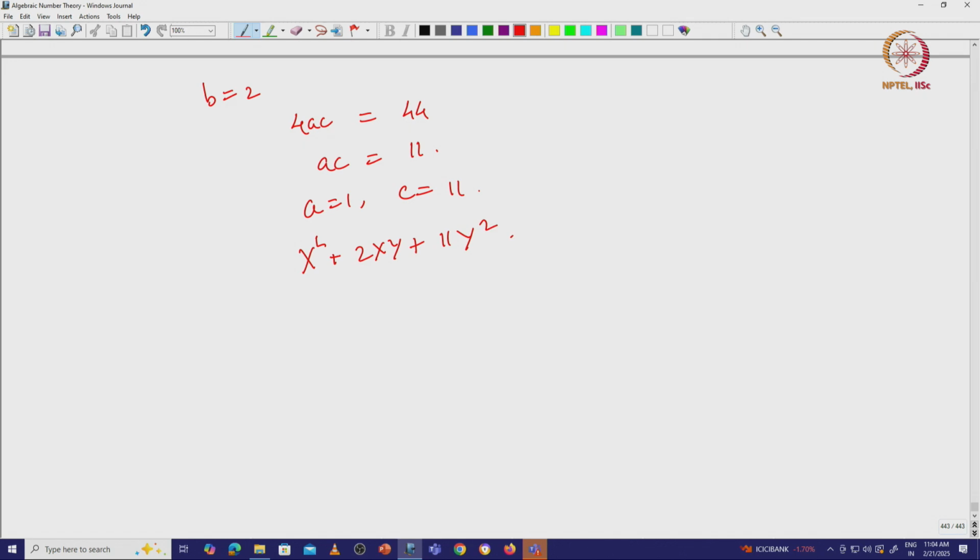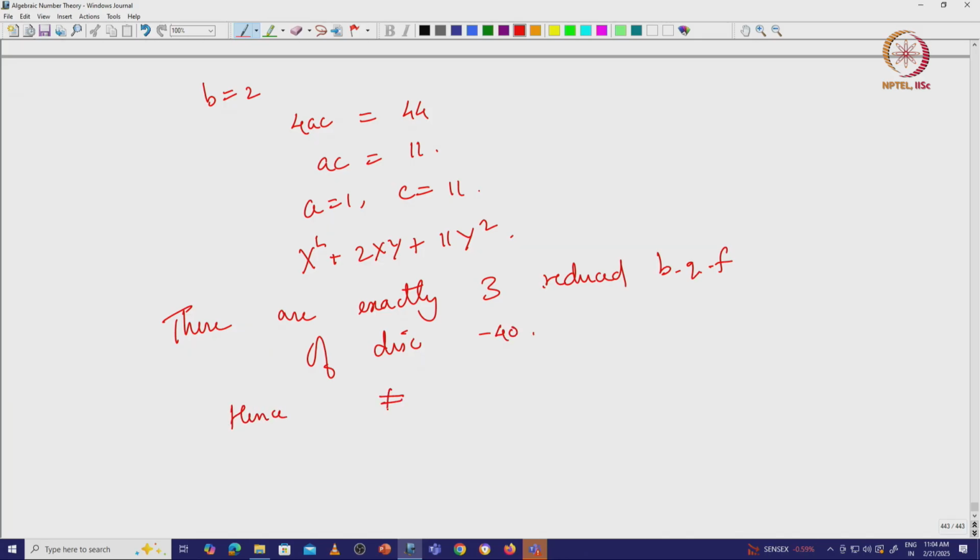So, there are exactly 3 reduced binary quadratic forms of discriminant minus 40.